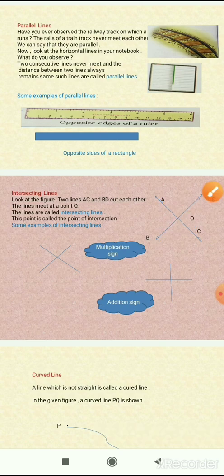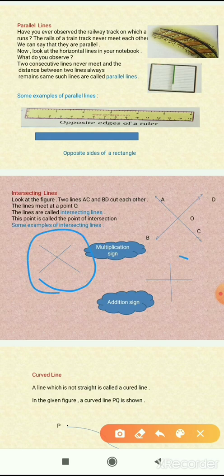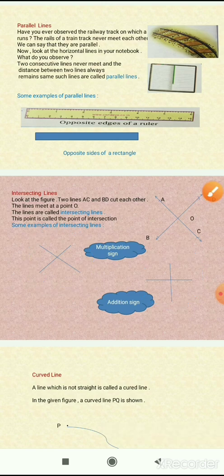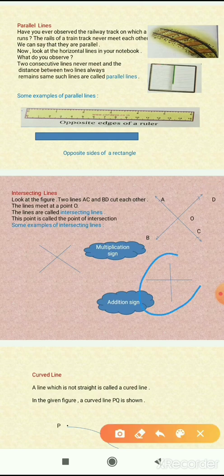Now here are given some examples of intersecting line which we use while solving the example. See, which is this? Multiplication sign and addition sign. Okay, these are some examples of intersecting line. Now, this addition sign we have used while solving the example as well as on first aid box. Okay, we use this sign.